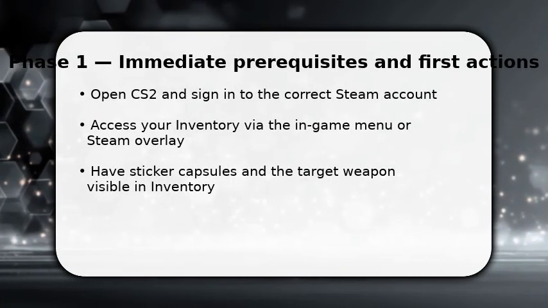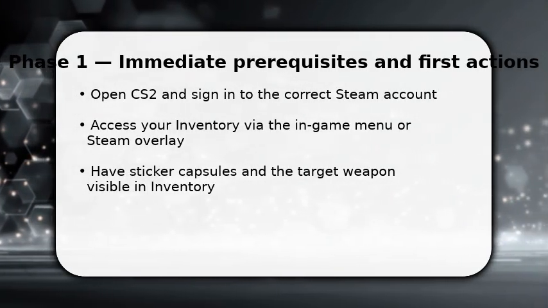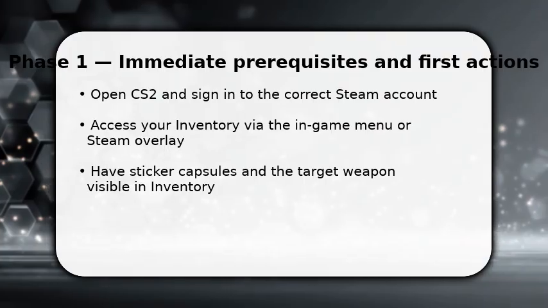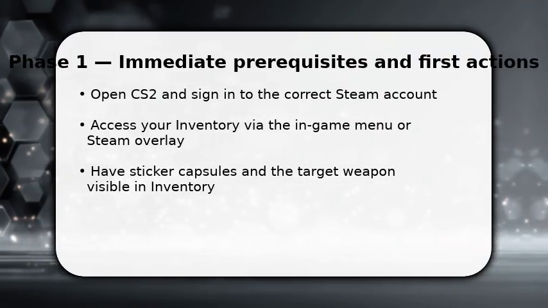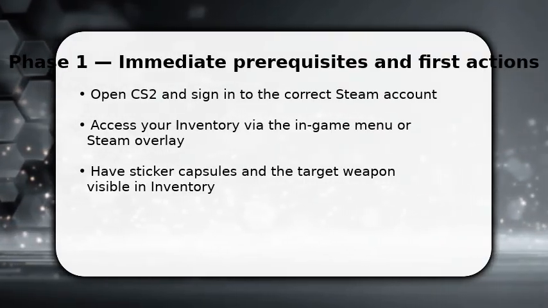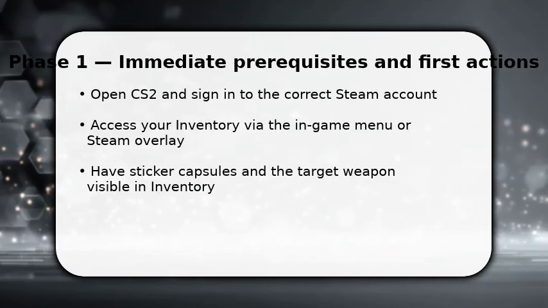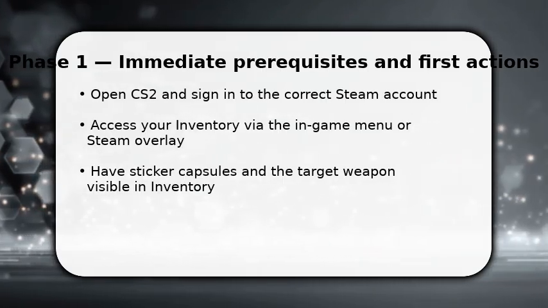You begin by opening CS2 and signing into the Steam account that owns the stickers and the weapon. Once done, go straight to Inventory. This is where you control cosmetics. Make sure both the sticker items and the gun you want to modify are visible.